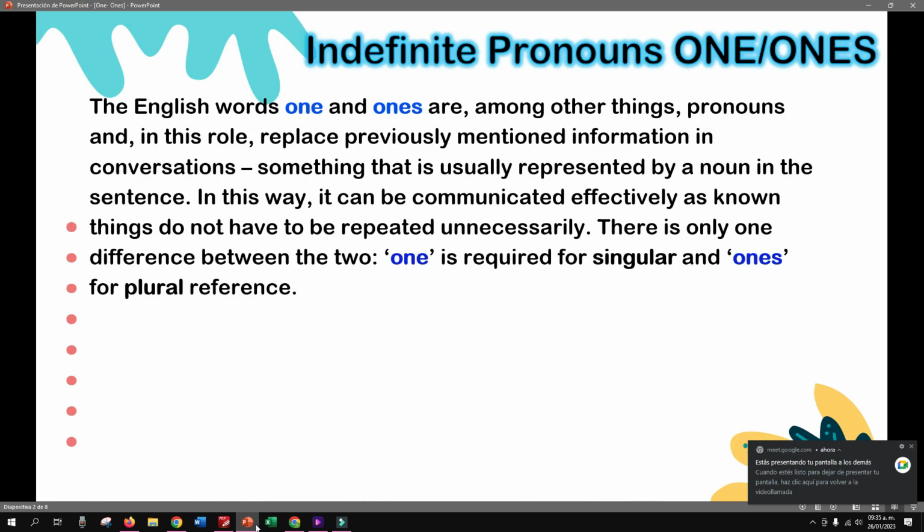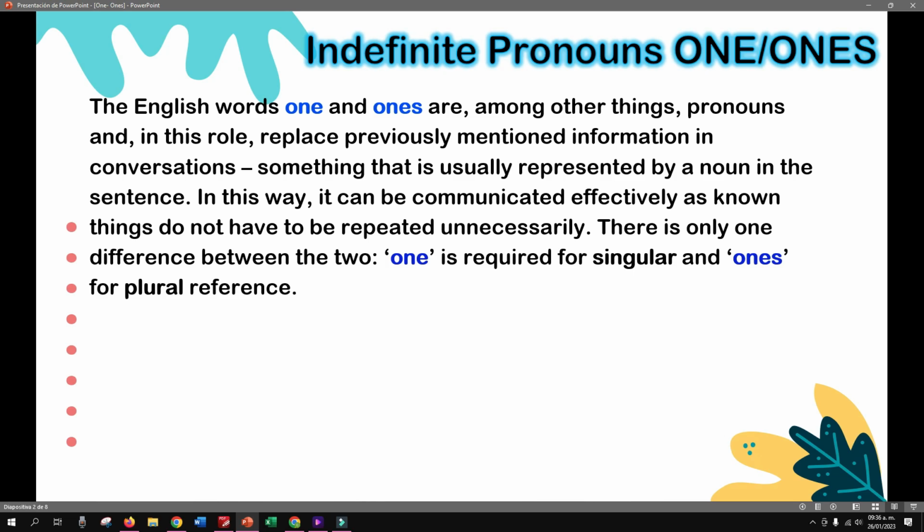The English words one and ones are, among other things, pronouns, and in this role replace previously mentioned information in conversations, something that is usually represented by a noun in the sentence. In this way, it can be communicated effectively as nouns do not have to be repeated unnecessarily. There is only one difference between the two. One is required for singular, as I told you before, and ones for plural reference.